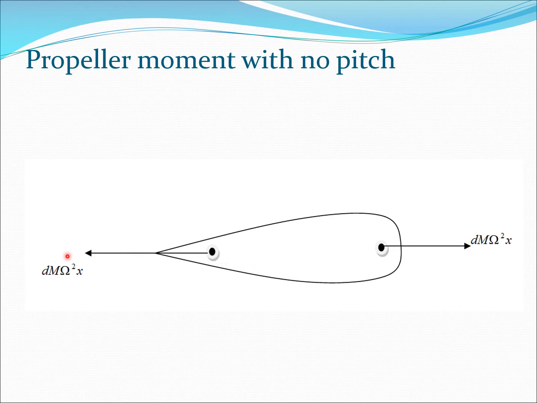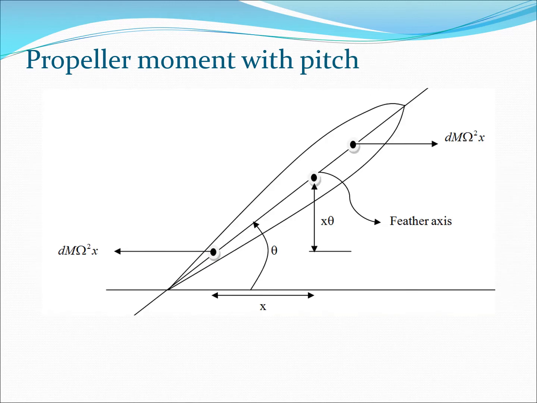So essentially there is one component acting here and one component acting here if there is no pitch. So here there is zero pitch, in terms of theta being zero. But in general, when you have a theta present, there is going to be one force acting here and one force acting here. And now this is the feather axis. So the distance x is from the feather axis to this mass here, and so this distance is x theta. That's x into theta using small angles.